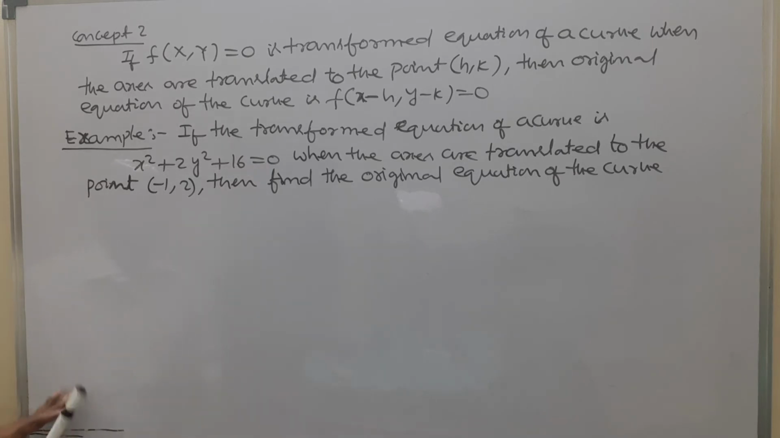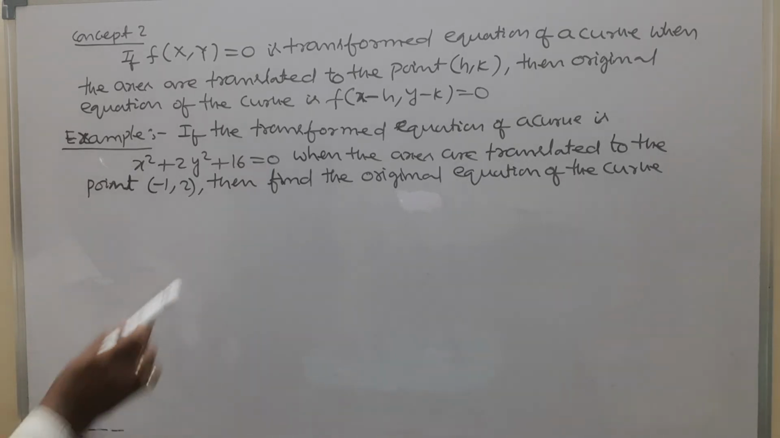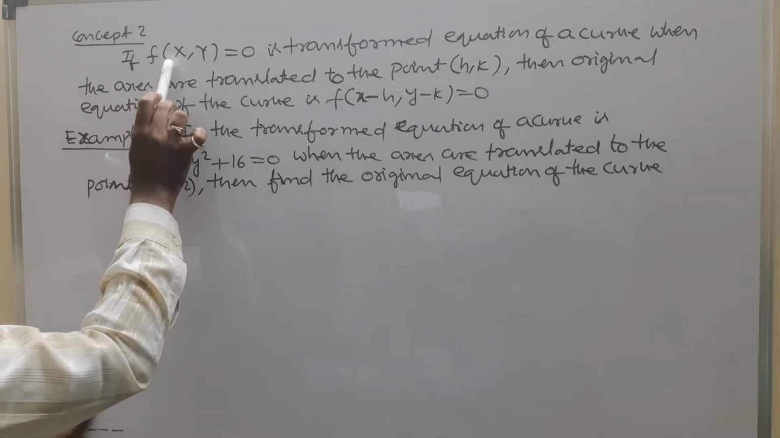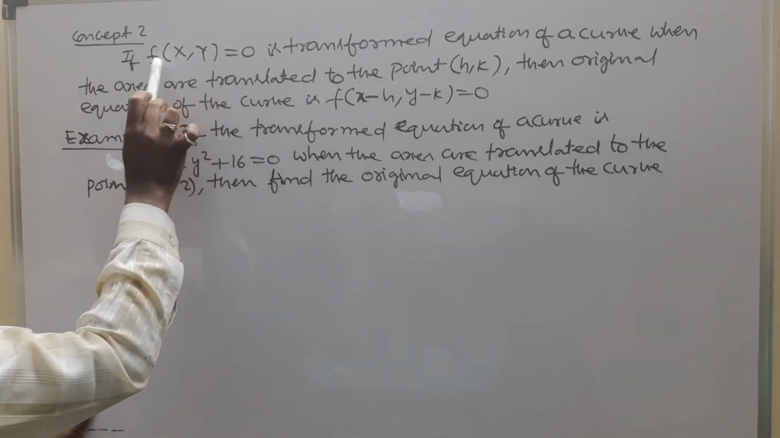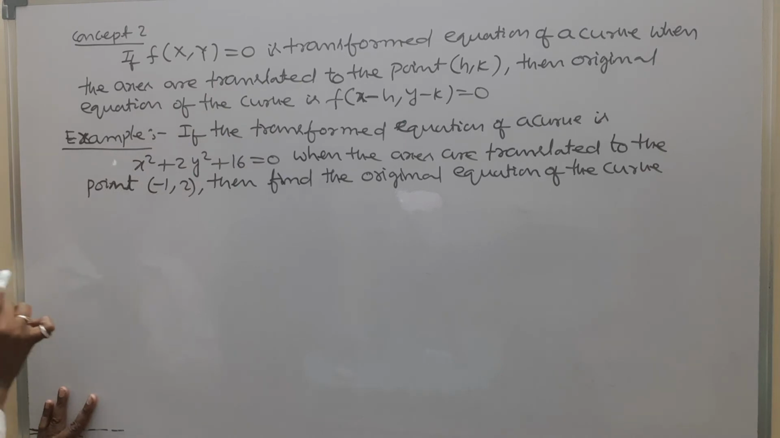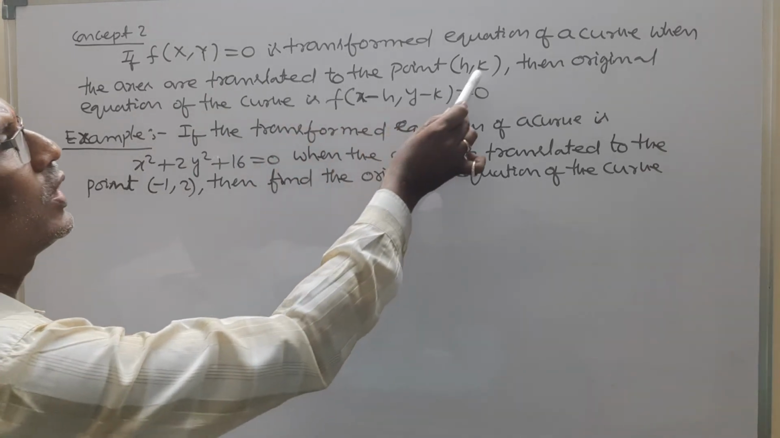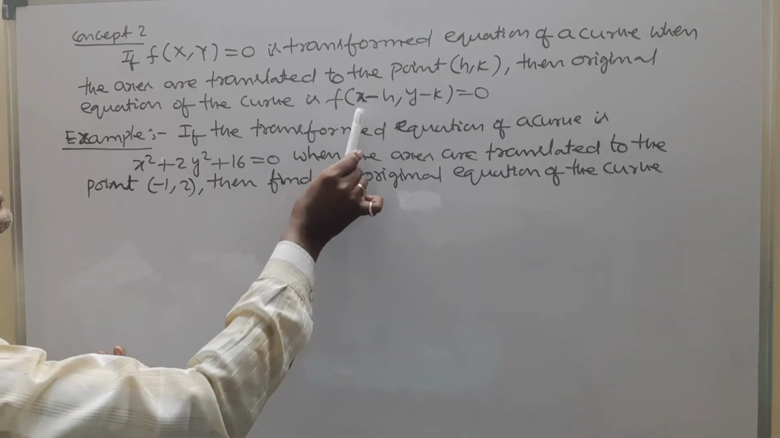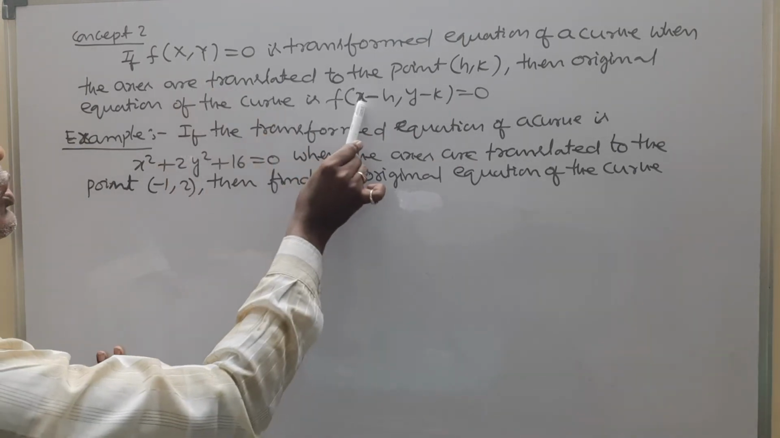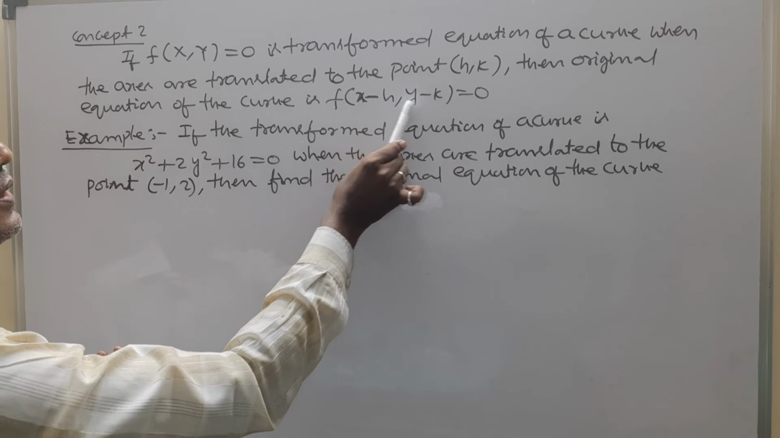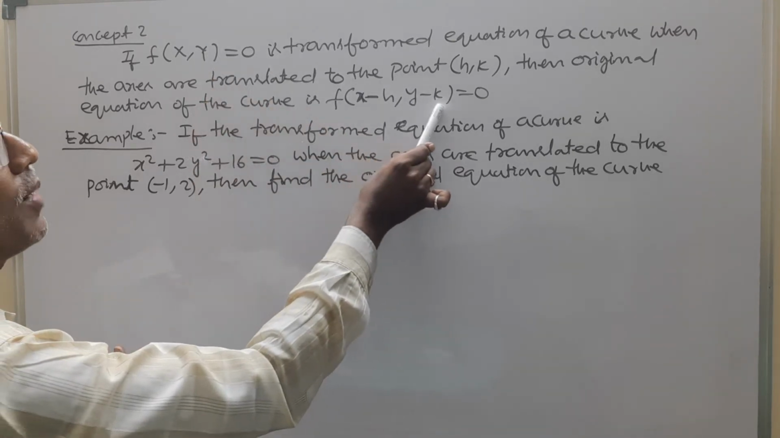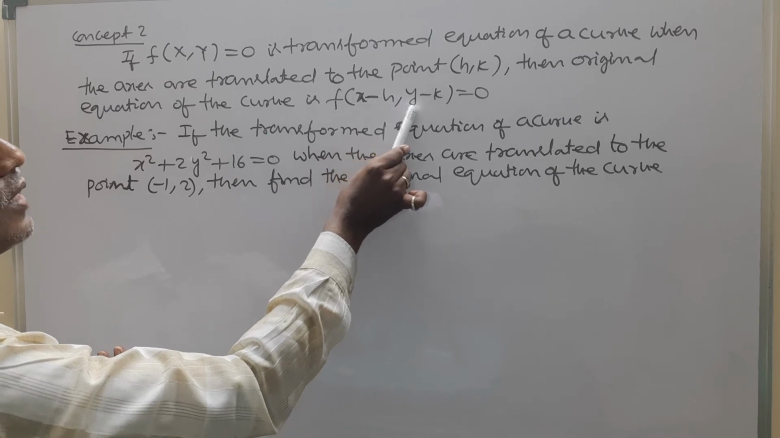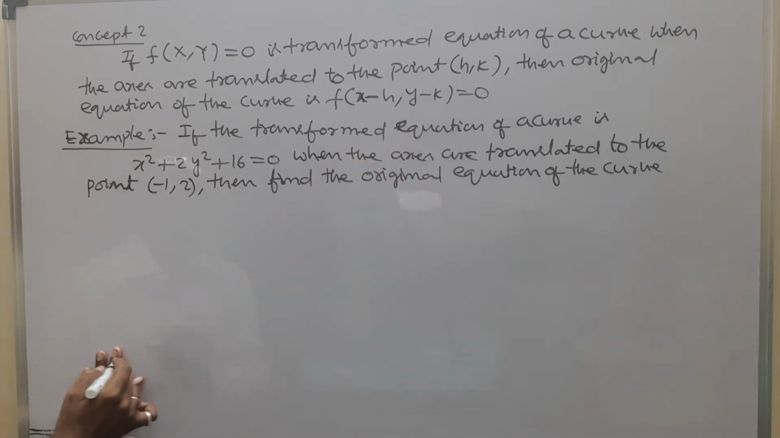Next, concept 2. In this concept, the transformed equation of a curve is given. It is in the form of F of capital X comma capital Y equal to 0. Then the origin is shifted to h comma k. Then the original equation of the curve is found by substituting in capital X, small x minus h, and in capital Y, small y minus k. It is in the form of f of x minus h comma y minus k equal to 0.